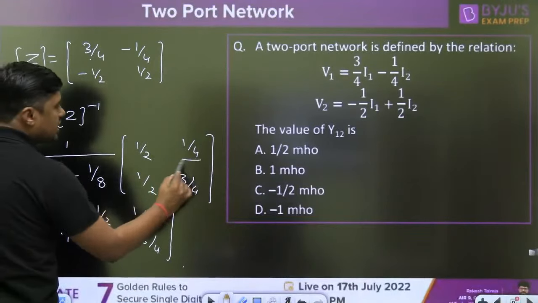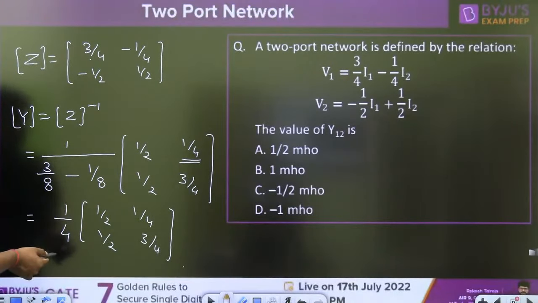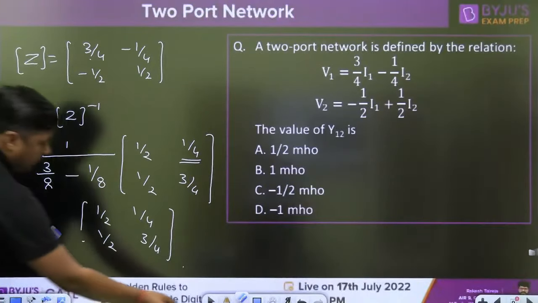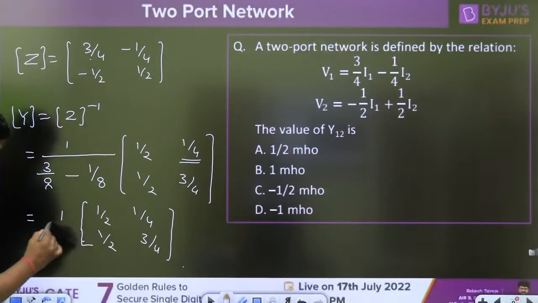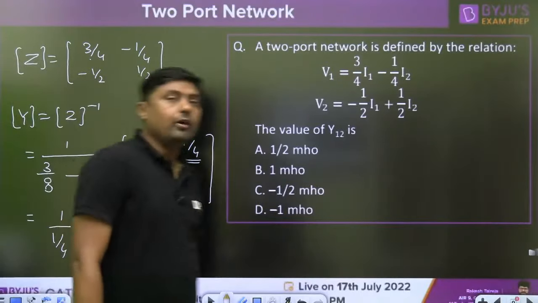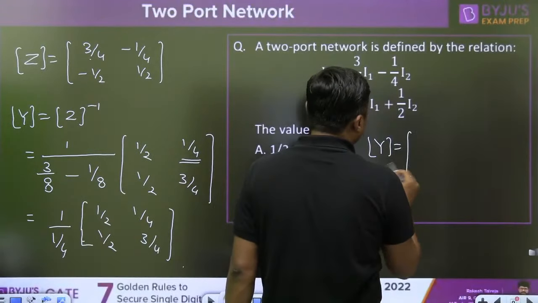This position is nothing but Y12. So what is the Y12? 1 by 4 divided by 1 by 4. Right? This is 1 upon 1 by 4. Or we can say that it is simply 4. 4 is multiplied with 1 by 4, it will become 1. So you are going to get all the Y parameters and you can give the answer.